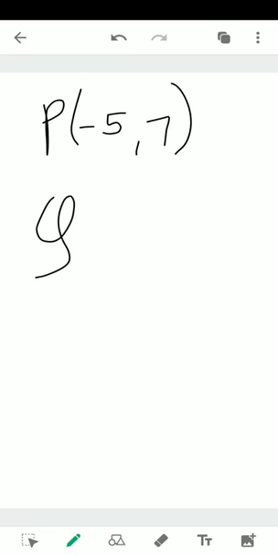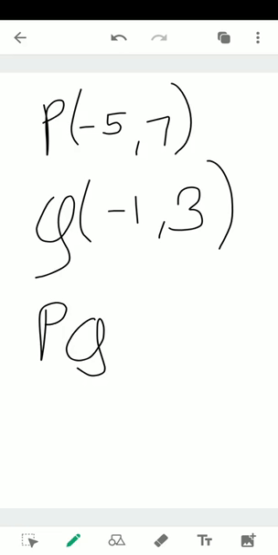So let me take one problem that is there in the book. The question says, find the distance between the points P(minus 5, 7) and Q(minus 1, 3). There is no need of drawing or plotting any graph for this question. It's very simple and straightforward. The distance will always be denoted by PQ. If one point is P and the other point is Q, then the distance between the two points is PQ. Then we know the formula, and we have to write the formula first.